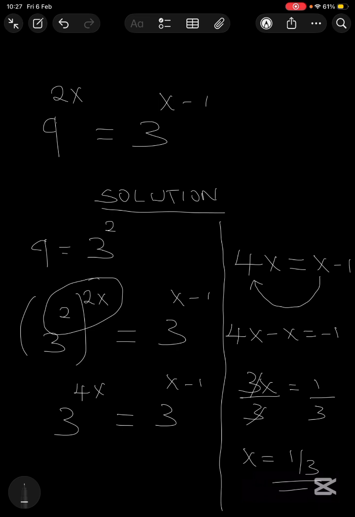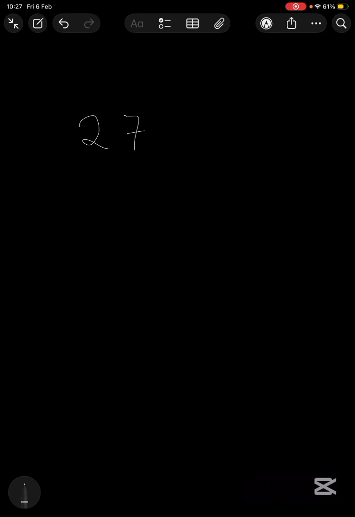Example 4. Simplify this one. Simplify 27 power 2 over 3.